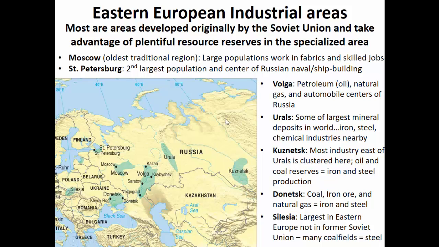Kuznetsk, the furthest east by far. It's the only one that's located in the Asian portion of Russia. Oil, coal, obviously coal means iron and steel. You do have to transport further from this location, though it's not as much of a deal anymore as it used to be.